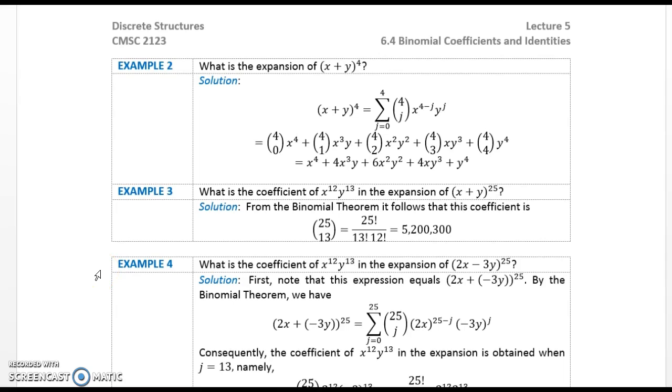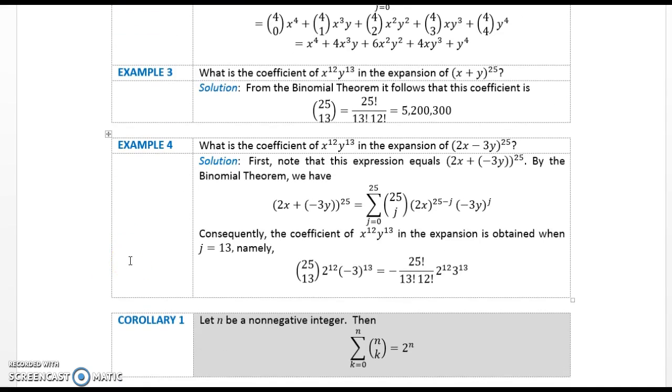Example 2. What is the expansion of (x + y)^4? (x + y)^4 is equal to the sum from j equals 0 to 4 of 4 choose j, x to the 4 minus j, y to the j, which is 4 choose 0, x to the fourth, 4 choose 1, x cubed y, 4 choose 2, x squared y squared, 4 choose 3, x y cubed, and 4 choose 4, y to the fourth, which is x to the fourth, plus 4x cubed y, plus 6x squared y squared, plus 4x y cubed, plus y to the fourth power.